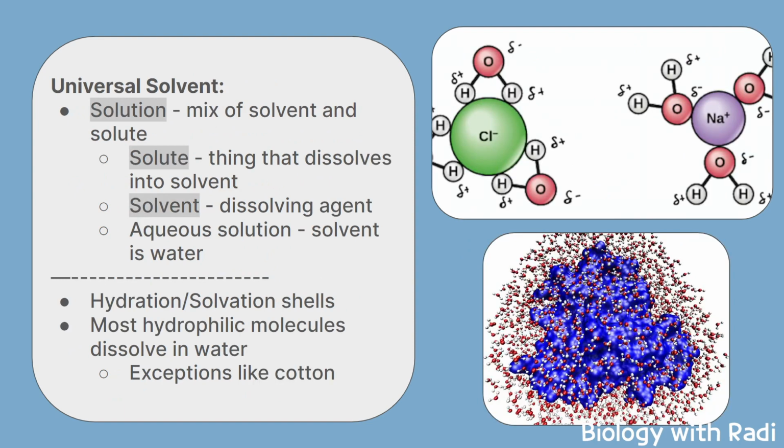And lastly, we'll be talking about water's ability to act as a universal solvent. But first, let's talk a little bit about solutions. A solution is a mix of a solvent and solute, where the solute is the material that dissolves into the solvent, while the solvent is the dissolving agent, such as water. We call the solution an aqueous solution when the solvent is water. For example, salt water would be an aqueous solution where the solvent is water and the solute is salt.